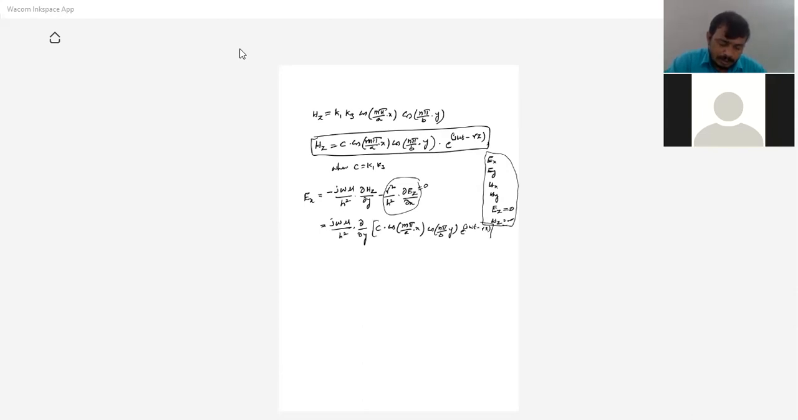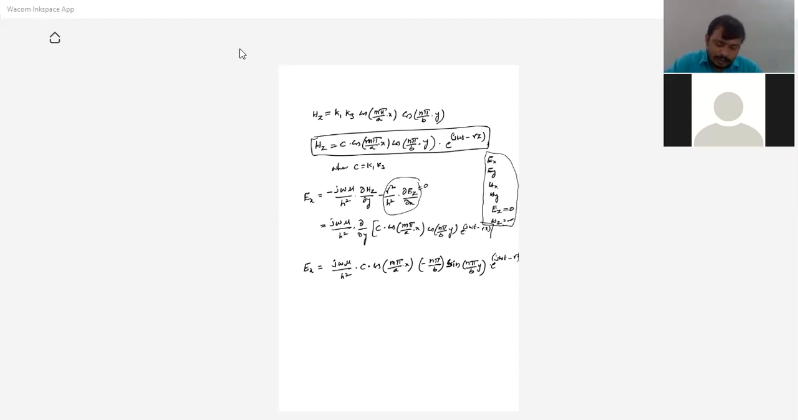Okay, so then Ex is equal to j omega mu by h square. Only the derivative with respect to y, so you can write C into cos m pi by A into x, and this is minus n pi by B into sine n pi by B into y, e power j omega t minus gamma z. So this is the Ex component.